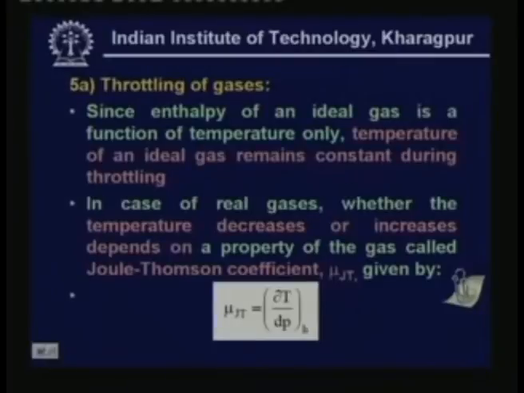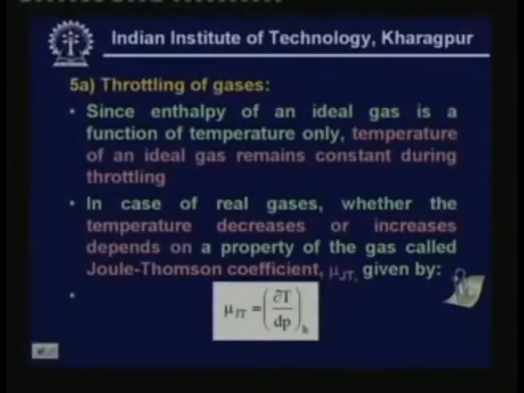Throttling of gases. First let us look at an ideal gas. If you throttle an ideal gas, what happens? Throttle means, as I said, reducing the pressure using a restriction. So that you must keep in mind. When I am throttling the gas, it means I am reducing the pressure of the gas using a restriction.